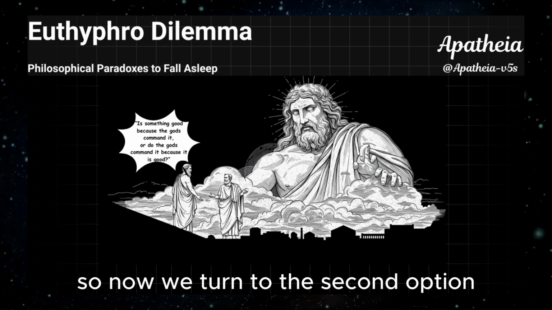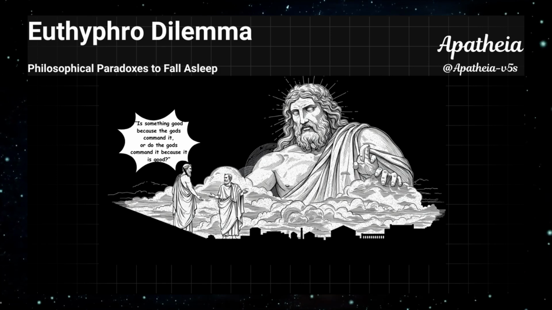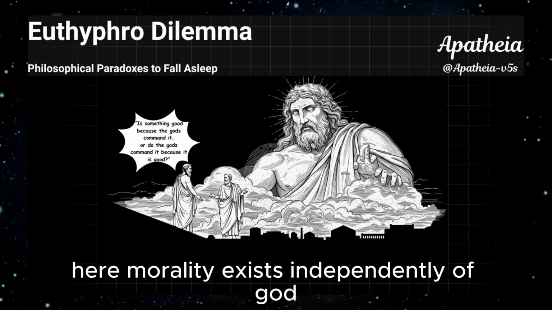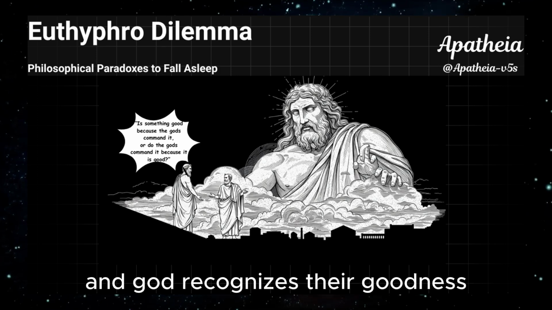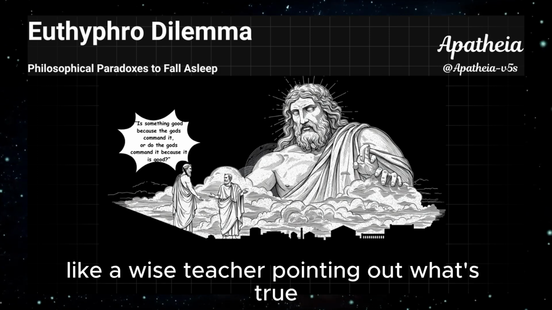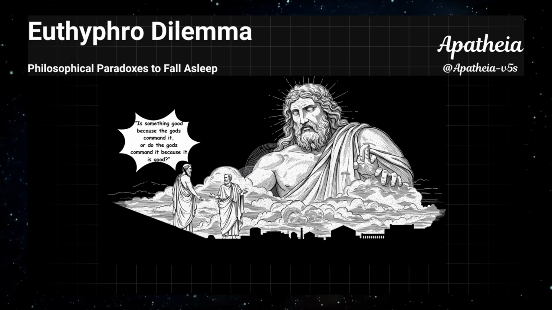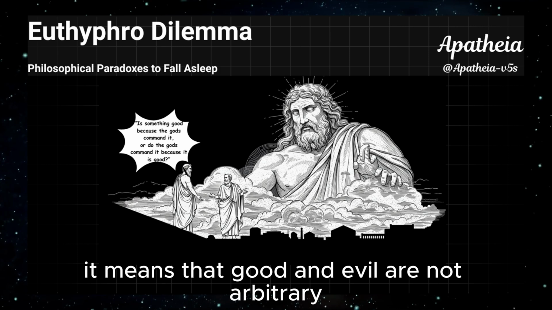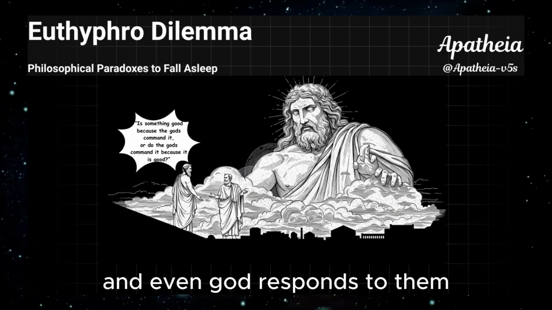So now we turn to the second option. Option 2. God commands something because it is good. Here, morality exists independently of God. Things like kindness or justice are good on their own, and God recognizes their goodness, like a wise teacher pointing out what's true. This feels more satisfying. It means that good and evil are not arbitrary. They're real features of the universe, and even God responds to them.